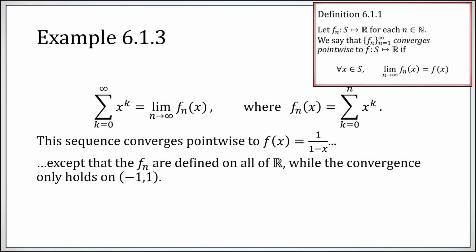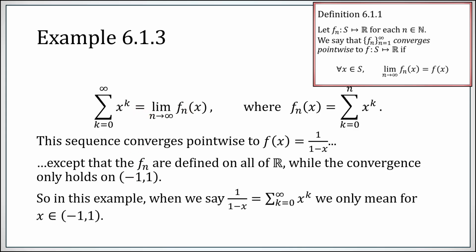But the fn are in fact polynomials whose domain is all of the real numbers, but this limit only holds pointwise for x between plus or minus 1. So in this example, when we state that 1 over 1 minus x is equal to this power series, we really implicitly mean only between plus or minus 1, not on all real numbers where the individual polynomials are defined.